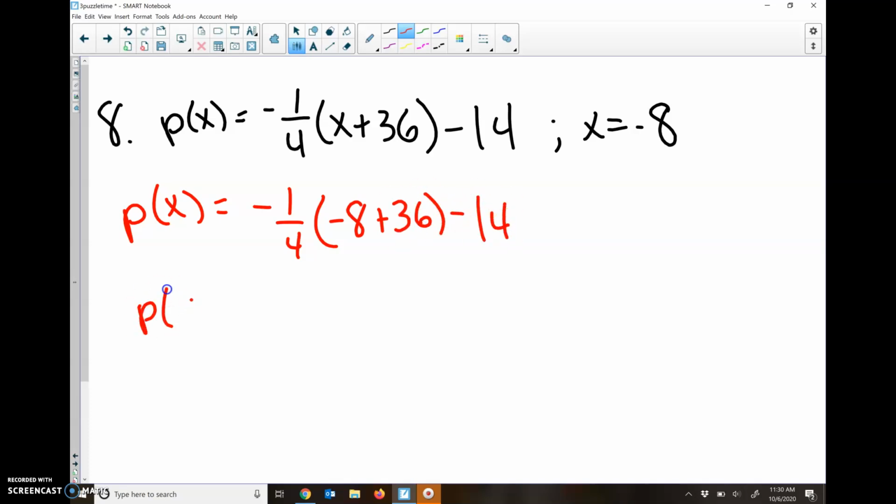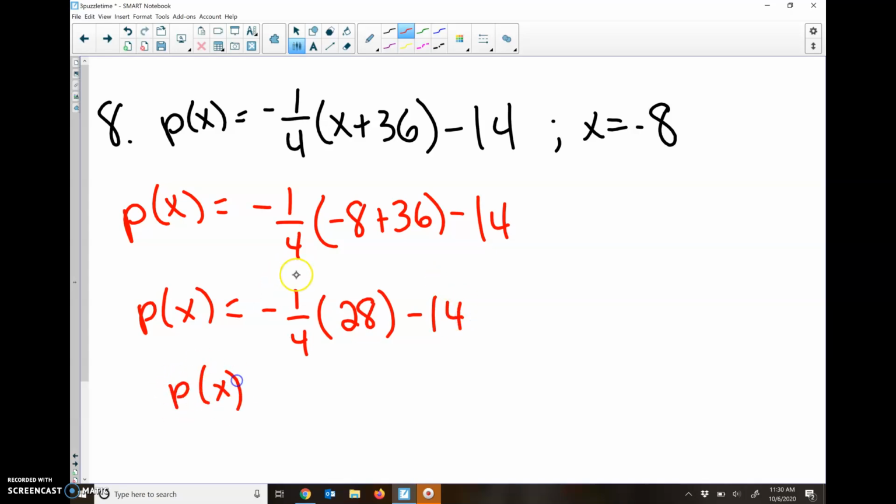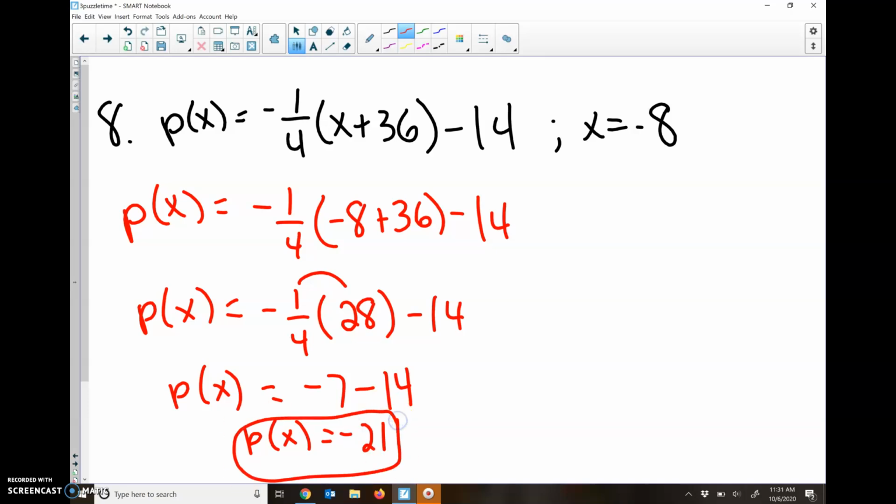All right, order of operations says that I should do my parentheses first. I could distribute, but I'm just going to do the parentheses first. So negative 8 plus 36 is 28. So now I got p of x, and then I need to distribute. So negative 1/4 times a positive 28 is a negative 7. And then negative 7 minus 14 is a negative 21. So p of x equals negative 21.